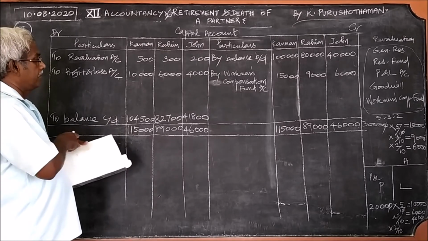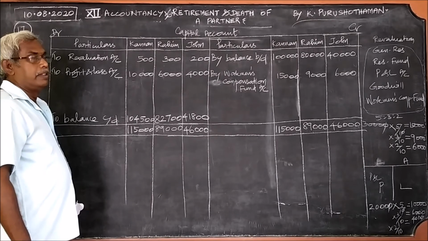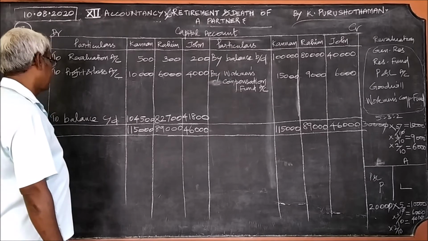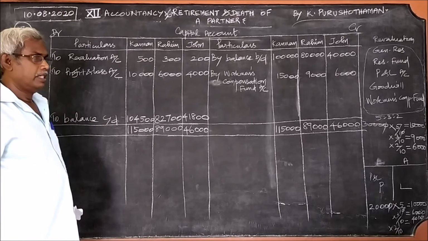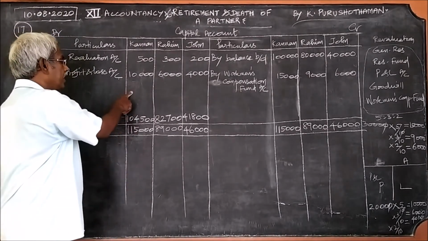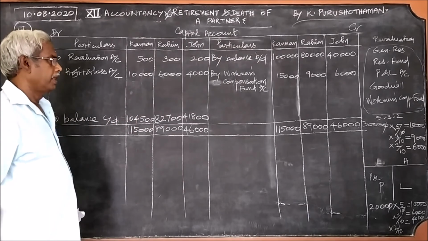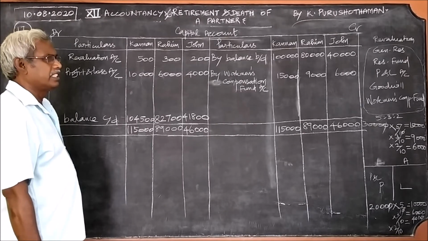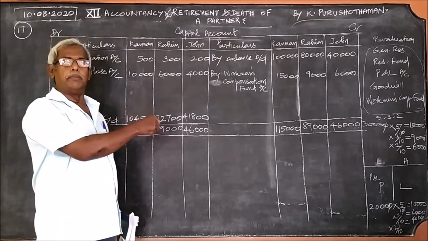John retires. The third partner, John, is retiring. When a partner retires, what do we mean by balance carried down? Balance carried down means the amount in the partner's name available at the end of the year. Once a partner has retired from the partnership, how will the balance be there?